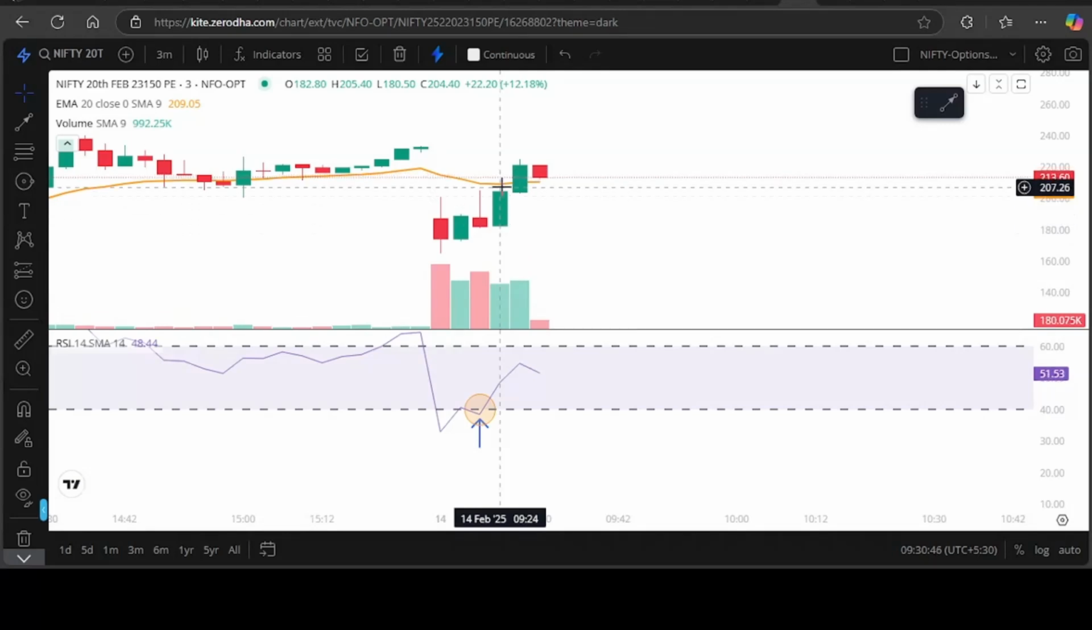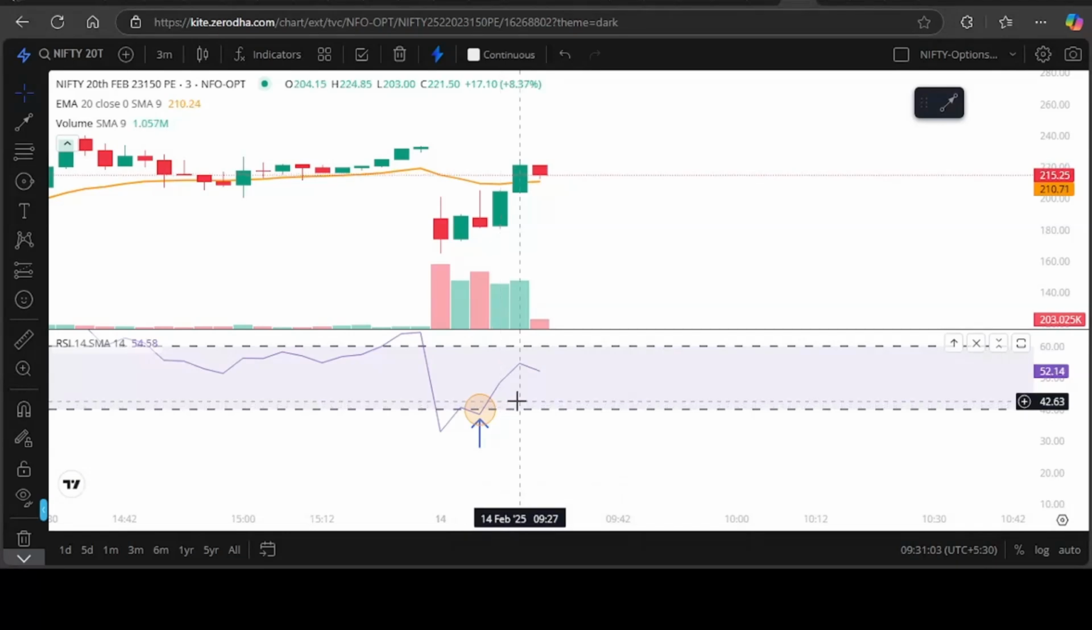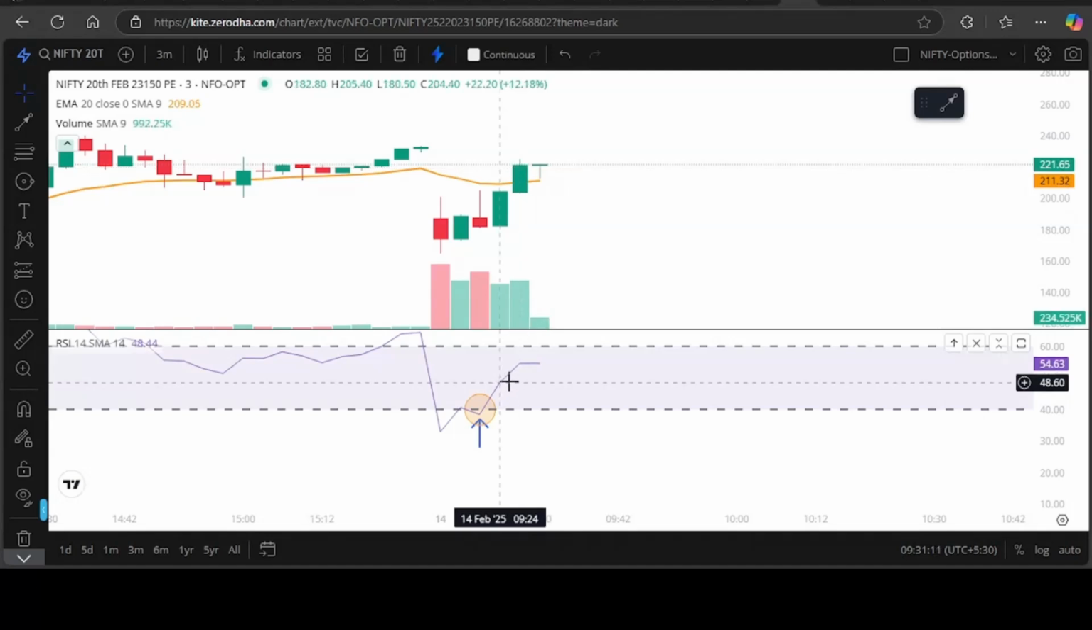We take the trade above the high or at the closing of this green candle, and let's say I bought the lot at 205, right, or 206, and the next candle, the green candle, it went to 224. That means I'm already in a profit of 20 points here.